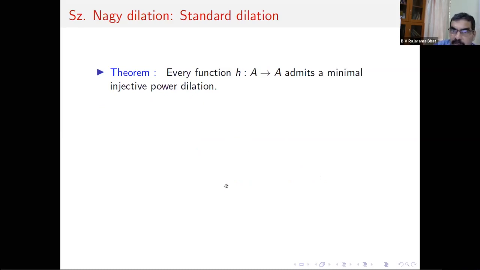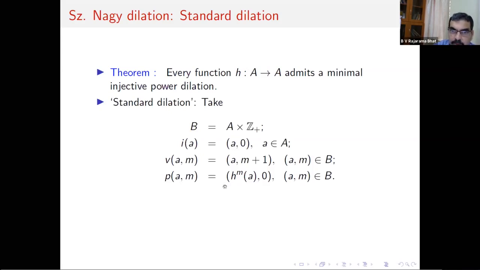So we have the theorem. Every function admits a minimal injective power dilation, just like the Nash dilation.